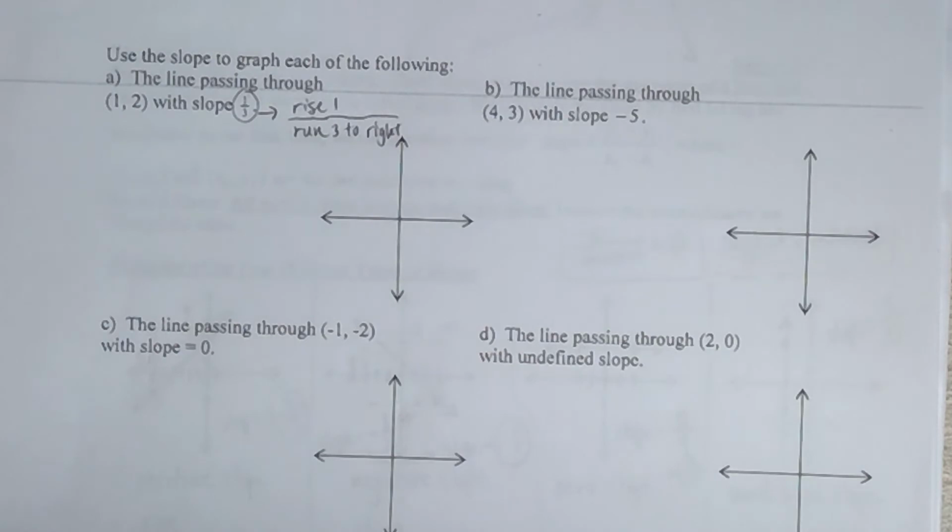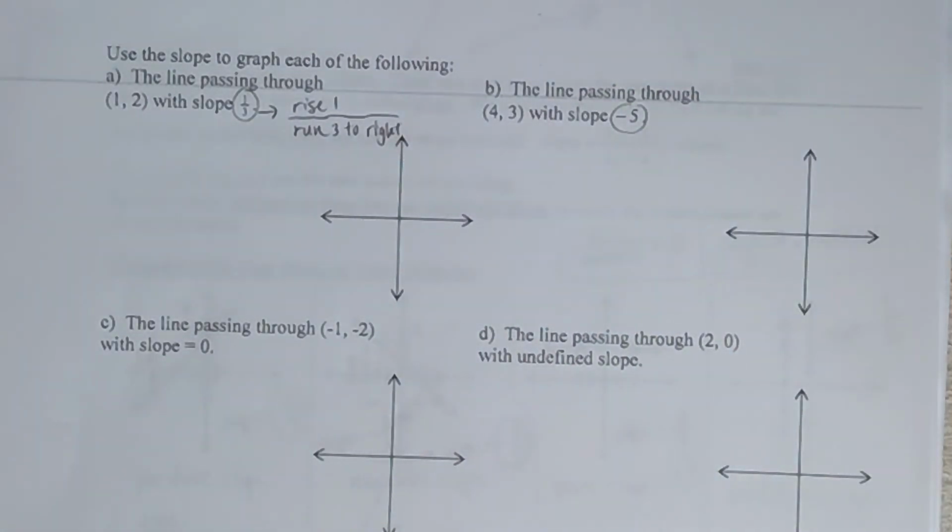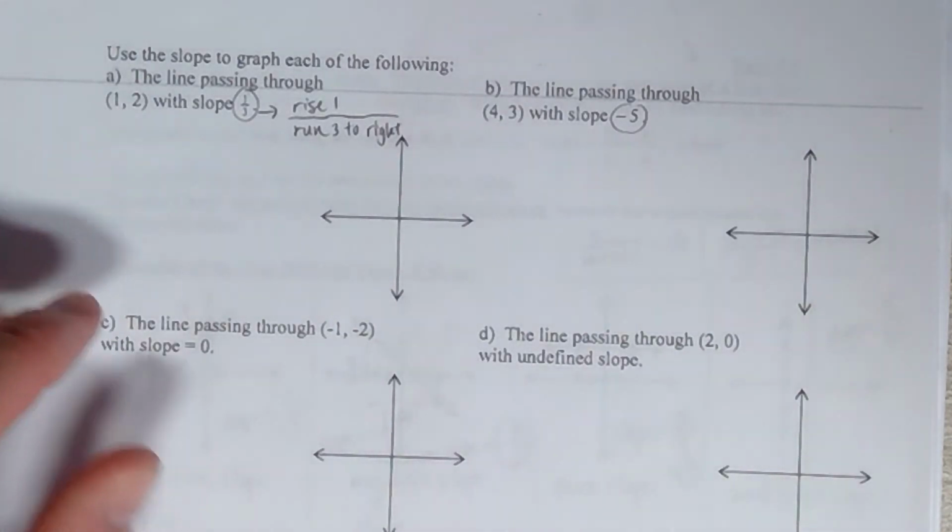I'm not saying that there isn't other ways to do the slope thing where you could go to the left, but that's a different method, and I don't want to throw too many methods at you, okay? I want to keep things as simple as possible since you're learning this for the first time. And so if it's a positive slope, you're rising and running to the right. If it's a negative slope like this one, that means you're going to drop and run to the right.